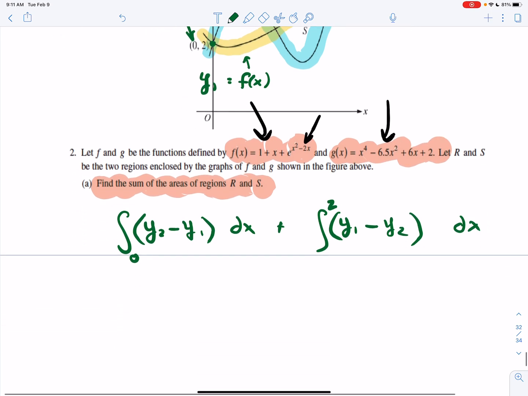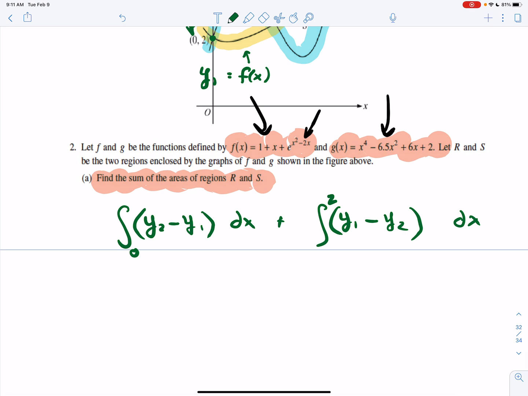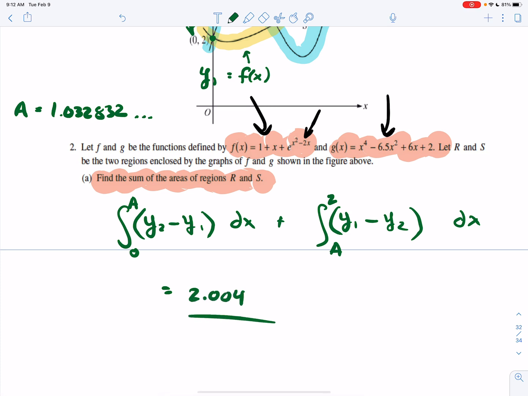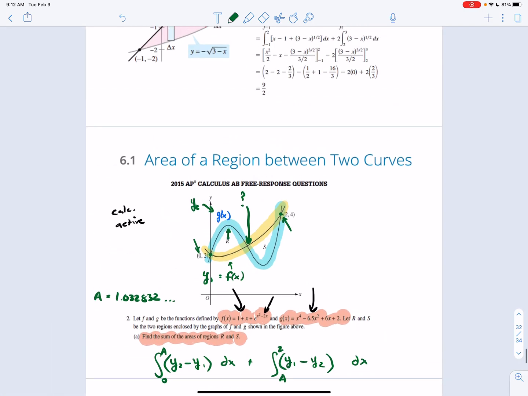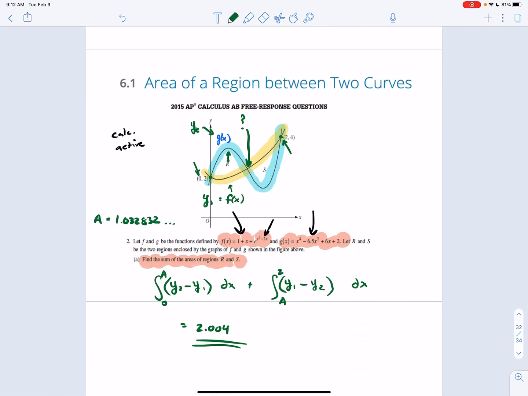It should be 1.0328332-ish. Okay, so you could either decide to type that or let A equal that. Once you type it out, you should get 2.004. That is your goal, okay? If you're not getting that, please do let me know. Again, do not round until you get to the final answer there, okay? That's pretty much it. All right, it does get a little bit more technical later, but we'll get to that when we get to that. All right.